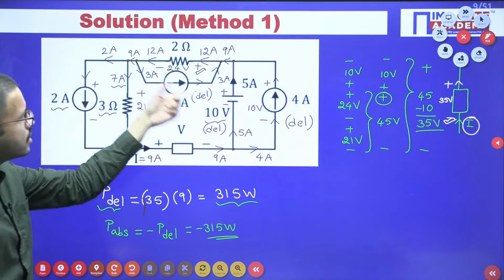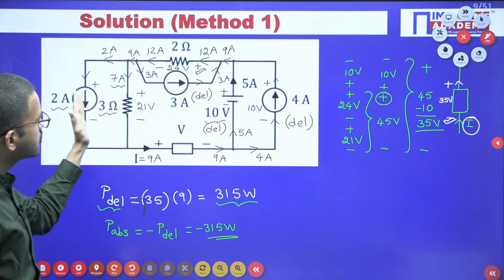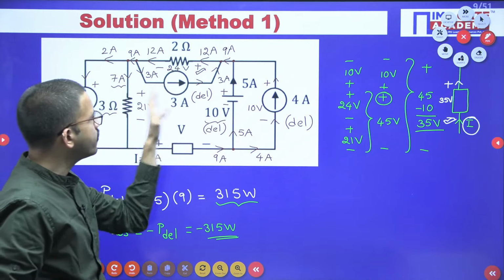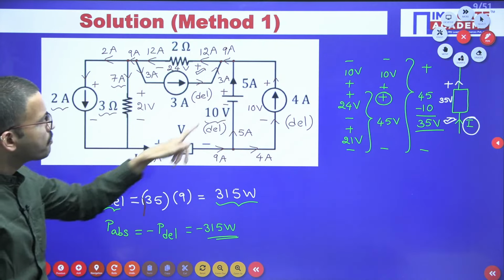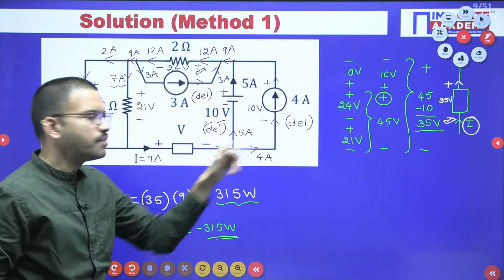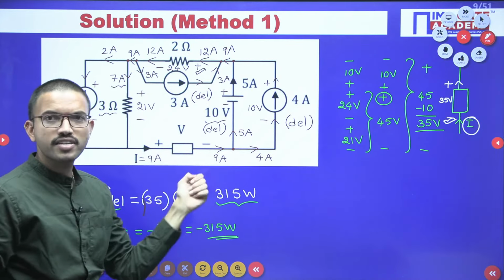So among all the sources, okay, current sources, we have identified among these 3 current sources, these 2 are delivering and this one is absorbing. And regarding this voltage source, it is delivering. And regarding this element also, it is delivering. Right.